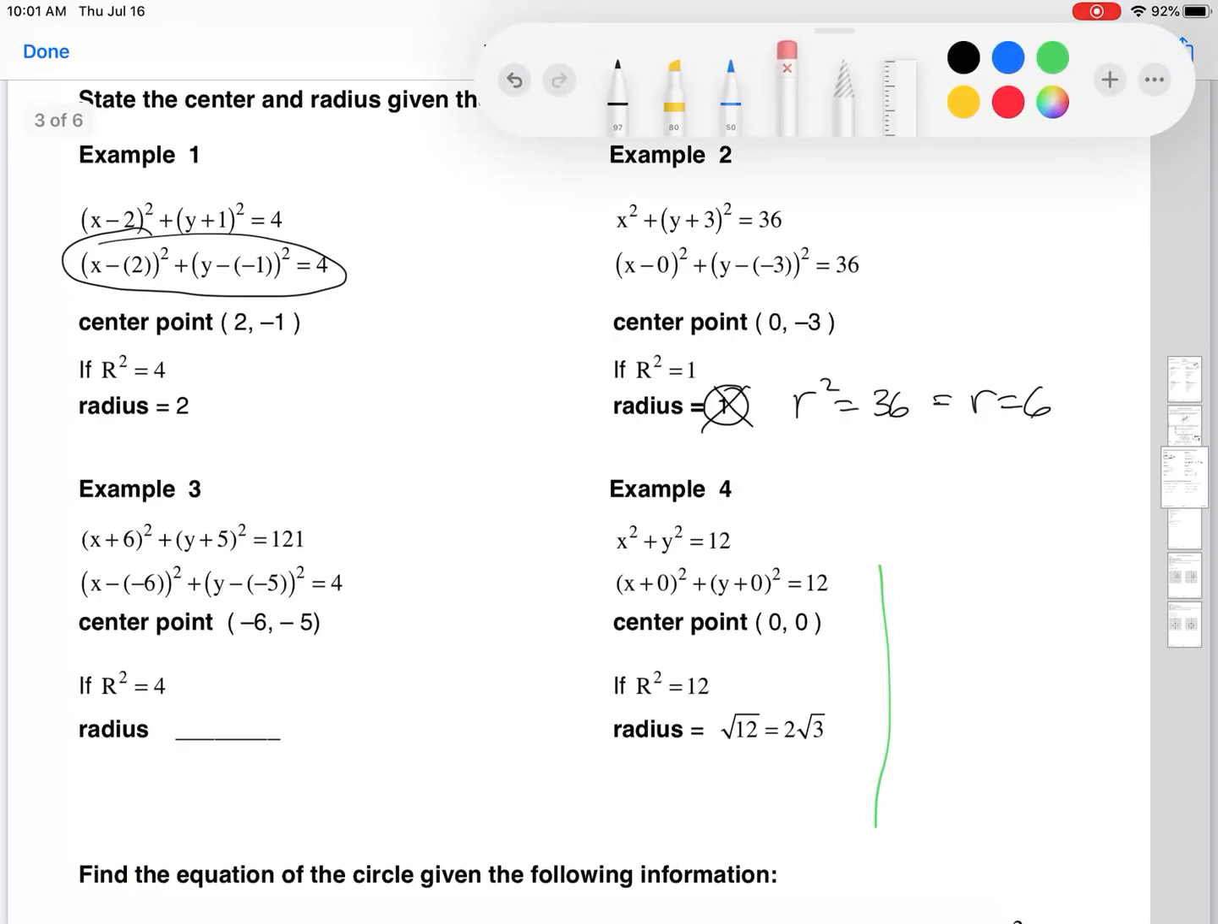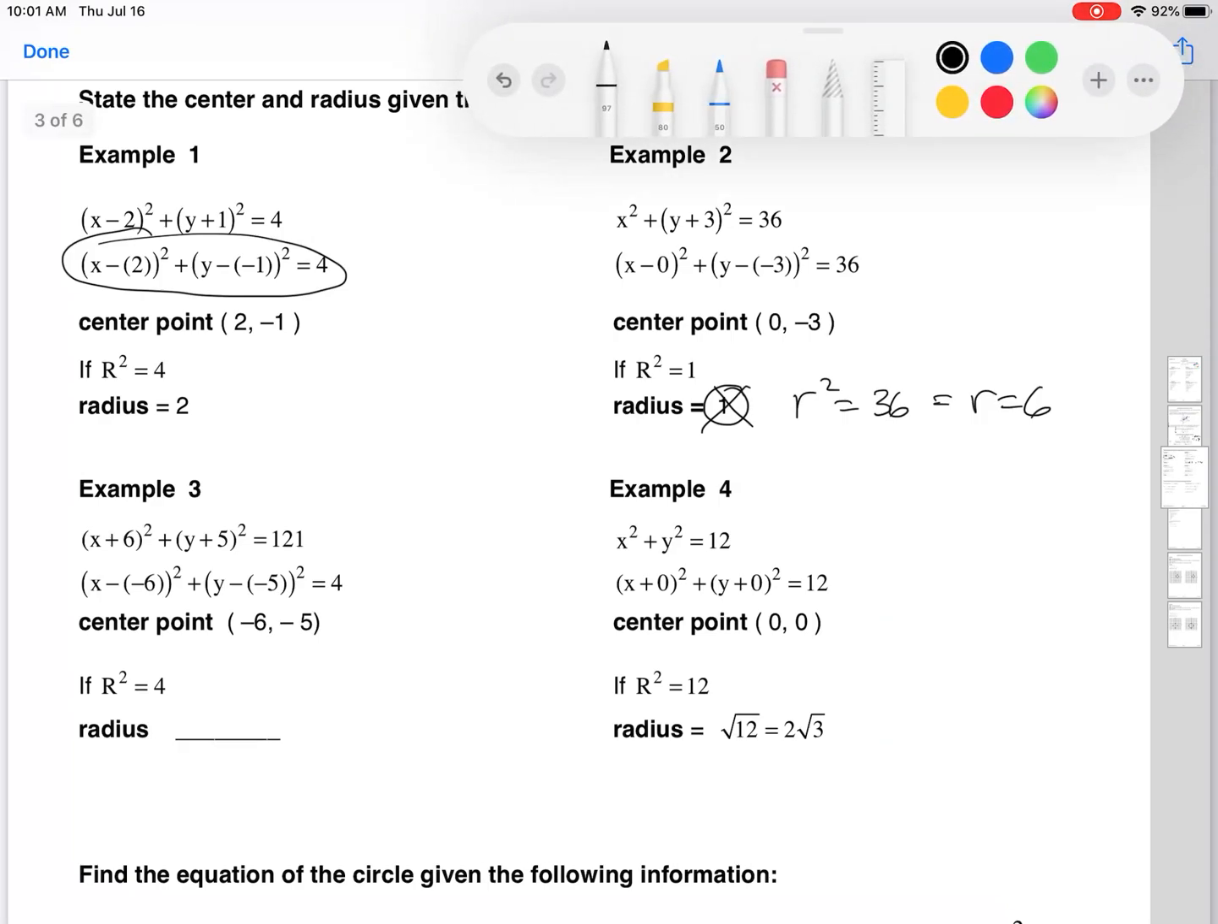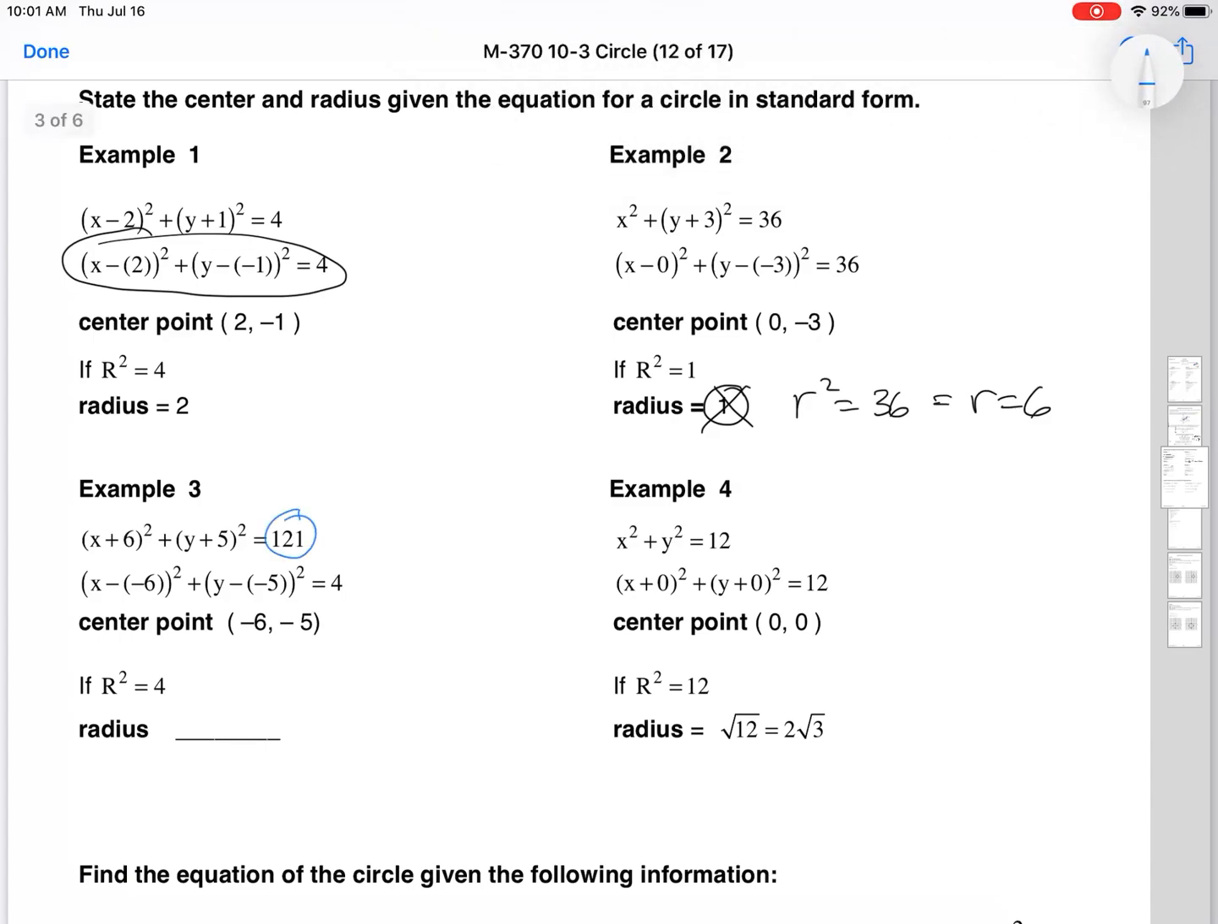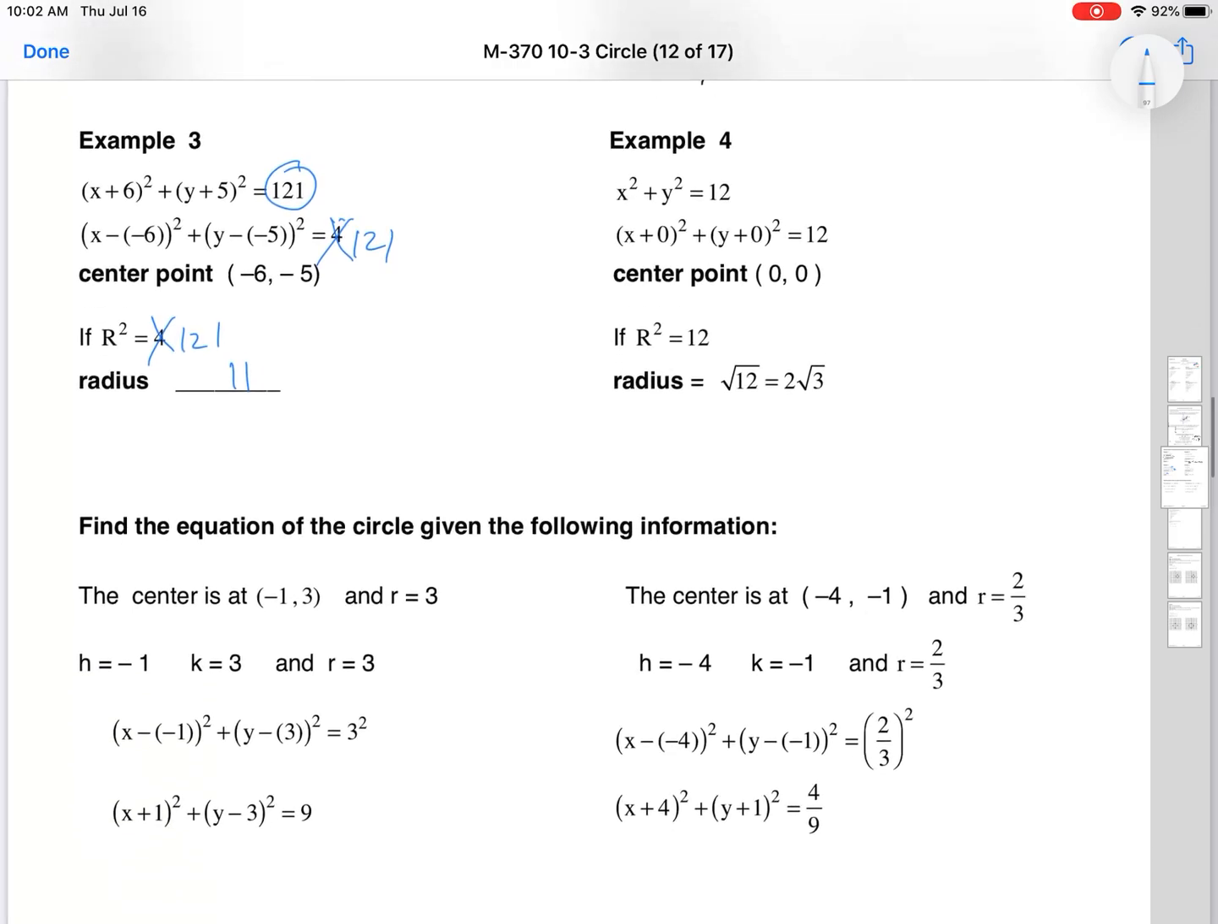Let me get rid of a line in there. And then also let me go and grab a blue pen so it stands out better. So here we have the center point, -6, -5. The radius isn't 4. The square root of 121 is not 4. I don't know where that's coming from. So it should have been a 121 here, a 121 here, and an 11 here. And here the center point is at 0, 0. R squared is equal to 12. That's great. And so sometimes that happens. We get a radius that is irrational, right, in its form.